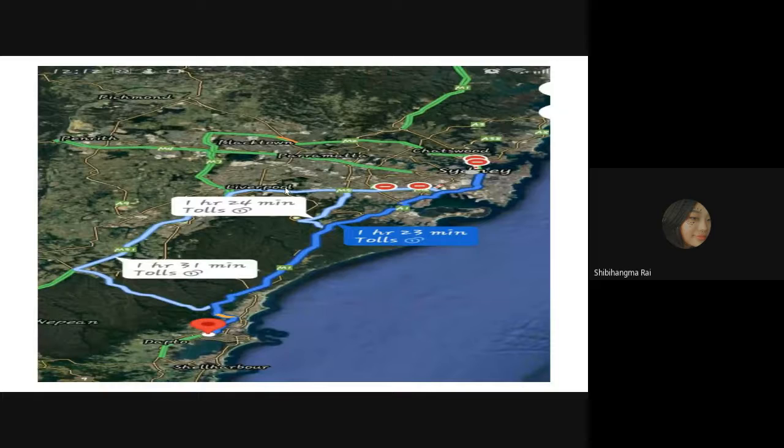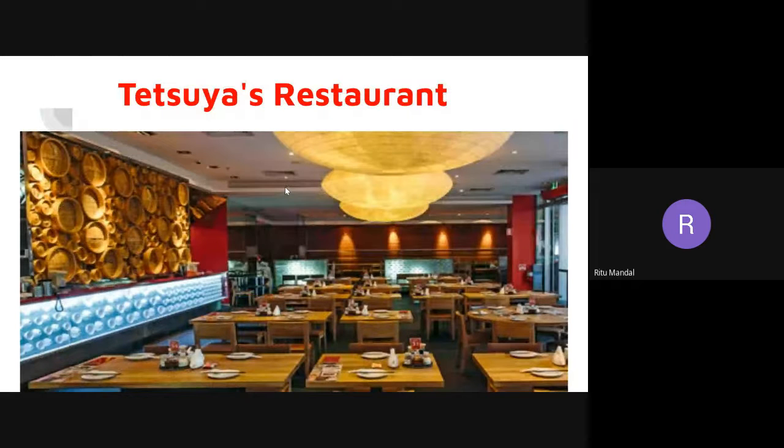Hey, Ritu Manda. So thank you, Sivi. After having lunch, we decided on a snack. We decided to go to Teswar restaurant, which is 1 hour 23 minutes to reach. After reaching there, we ordered lamingtons and meat pie. Lamingtons and meat pie are famous Australian snacks.